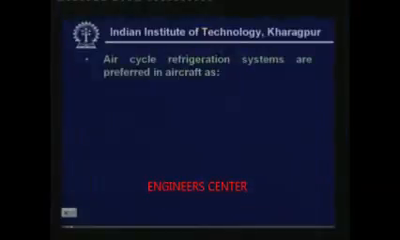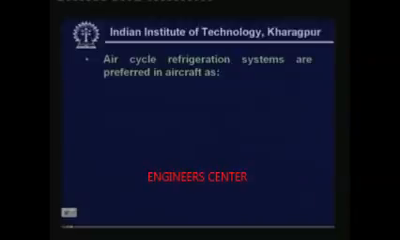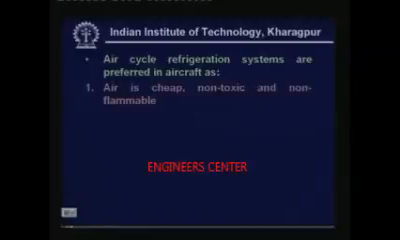Now air cycle refrigerant systems are preferred in aircraft. Why do we use air cycle refrigerant systems in aircraft? Because of the following reasons. The first reason is the obvious reason, air is cheap, non-toxic and non-flammable, okay. Typically you do not want to use any explosive or flammable gas in an aircraft, okay. It has to be absolutely safe. So air is the safest refrigerant that you can think of. It is easily available, it is non-toxic and non-flammable, okay. So this is one of the main reasons why we use air in aircraft refrigeration, okay.